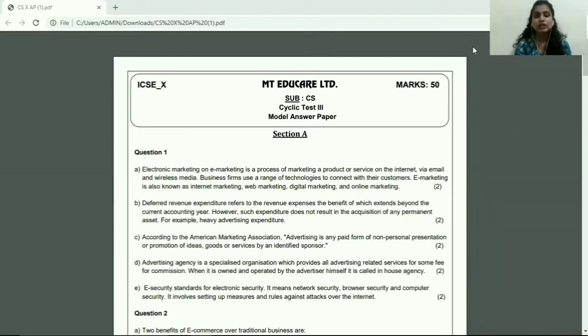The subject that we are going to discuss is CS. Now this is a 50 marks paper. Let's start with solving the first section, that is section A.